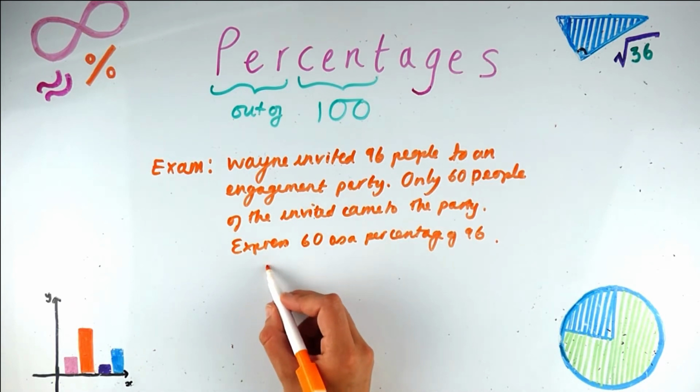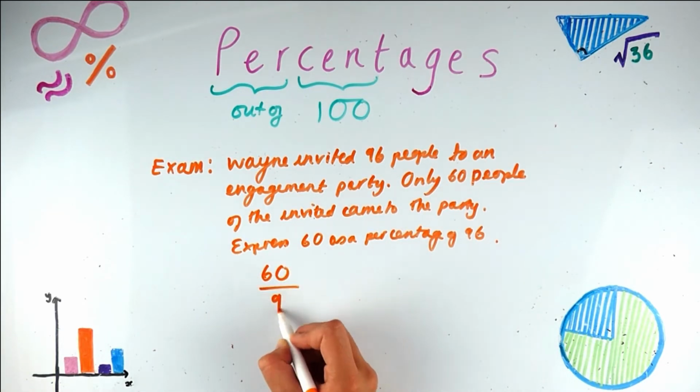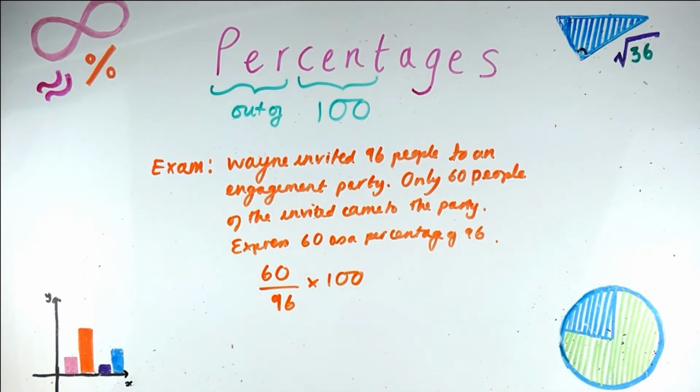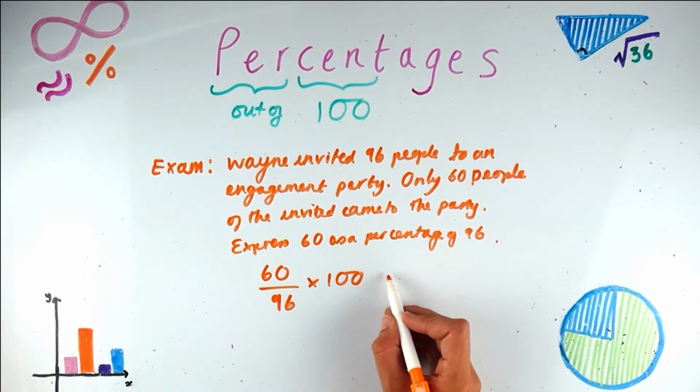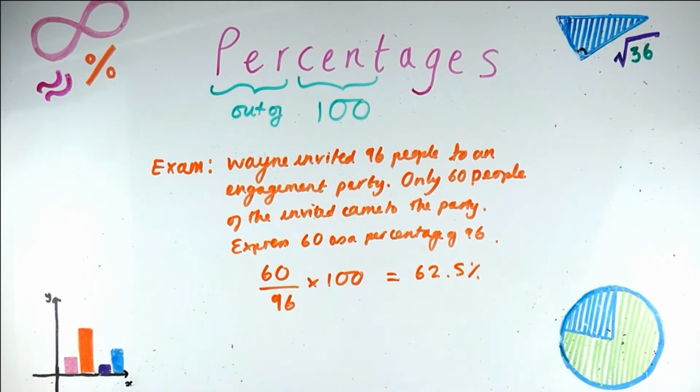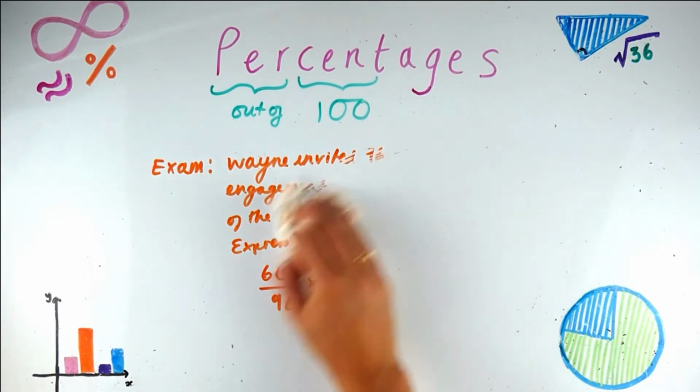So express 60 over 96 times 100. This is just following x divided by y times 100. 60 is x, 96 is y. That equals 62.5%. So that's an exam question.